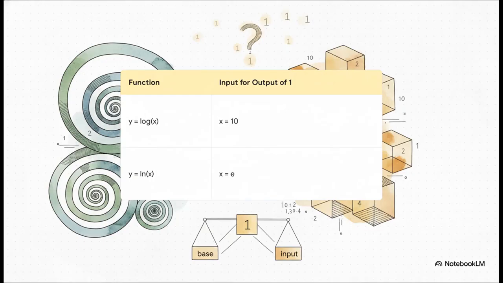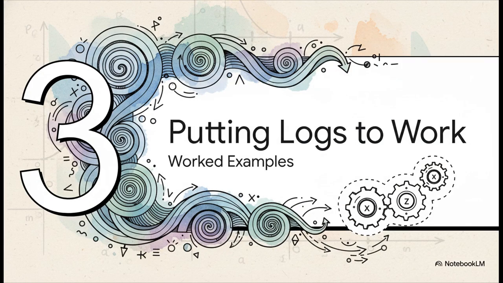And check this out. This shows a really fundamental property. A logarithm is always asking the same question. What power do I need to raise the base to get this number? So for log of 10, it's asking, 10 to what power gives me 10? Well, that's just 1. Same thing for ln of e. e to what power gives me e? It's 1 again. A log of its own base is always 1. Remember that. Theory is one thing, but let's actually see how this works with some real problems. We're going to walk through a few examples so you can see this notation in action.